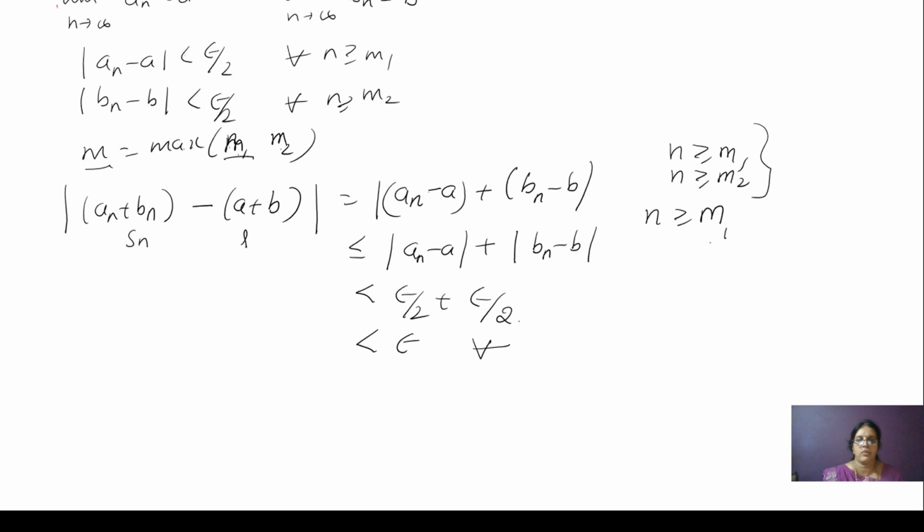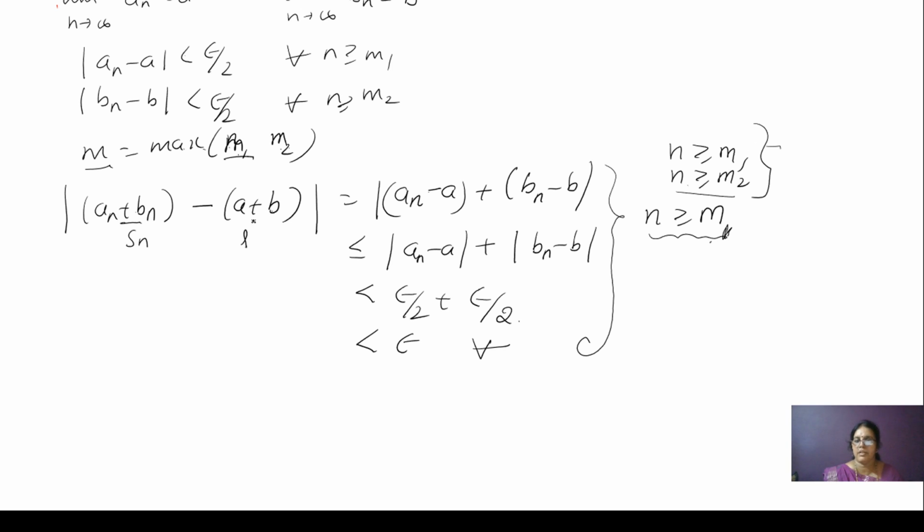So if m is equal to m1, n is greater than or equal to m1, which is true. And if m is m2, then n is greater than or equal to m2. So it is the maximum of m1 and m2. Anyway, it is greater than or equal to that maximum value. So this is true for n greater than or equal to m, and this means that a_n plus b_n converges to a plus b.